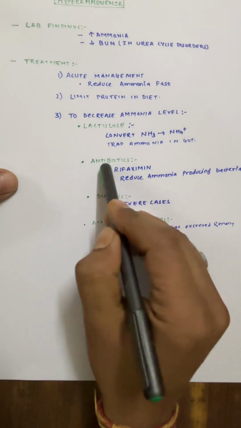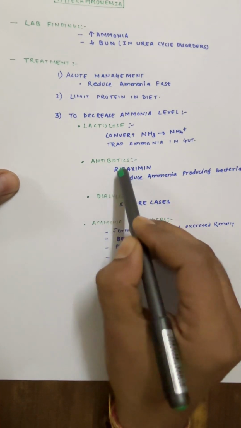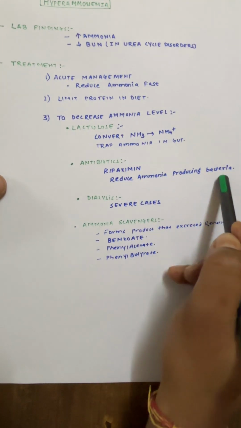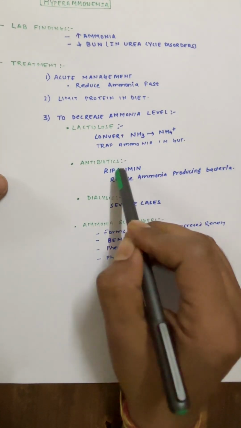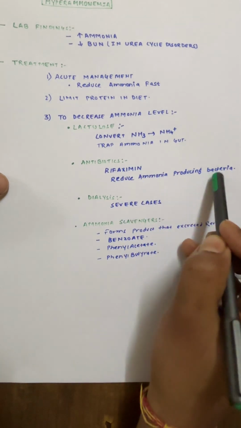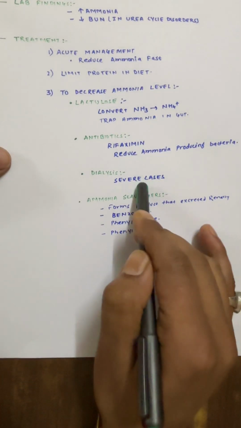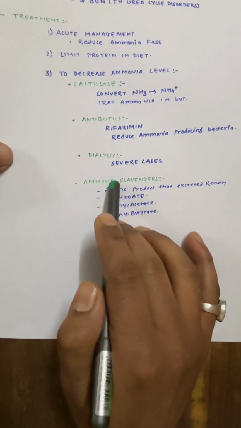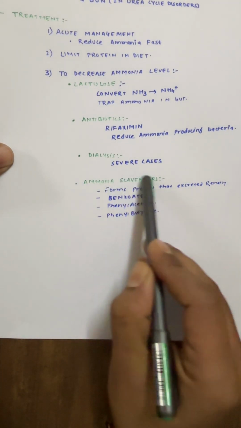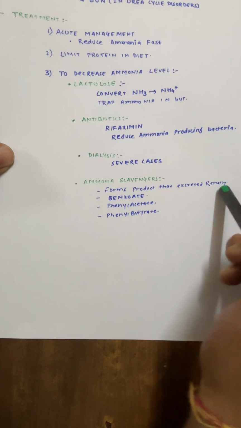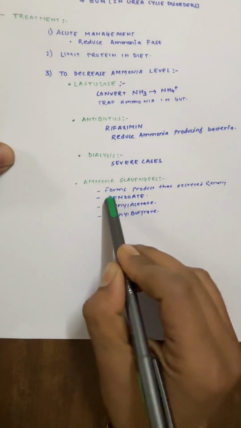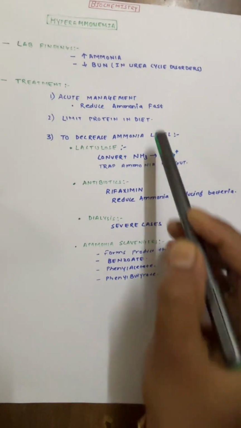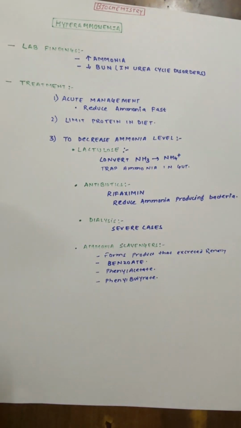And then we can give antibiotics. Why? Antibiotics like rifaximin reduce ammonia producing bacteria. So this rifaximin kills the ammonia producing bacteria. Then in severe cases we can opt for dialysis. Now there are some ammonia scavengers, which form a product that is excreted renally, like sodium benzoate, sodium phenylacetate, and sodium phenylbutyrate. So this is all the management part in case of hyperammonemia.